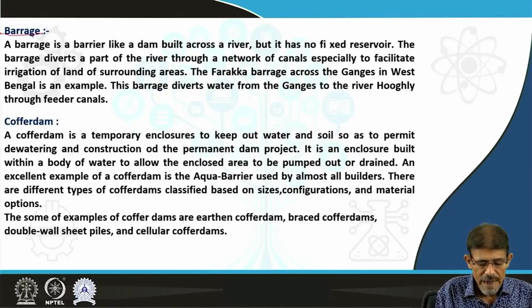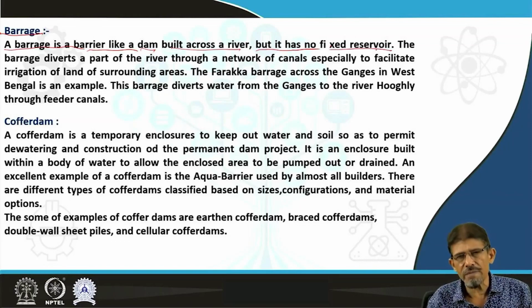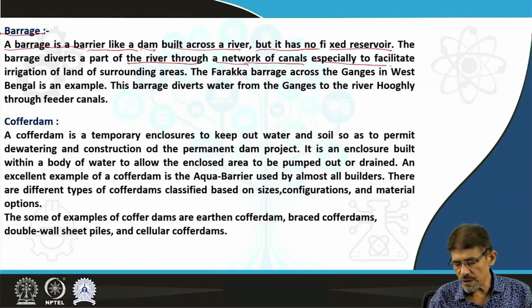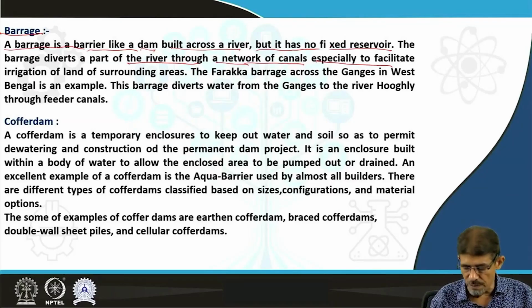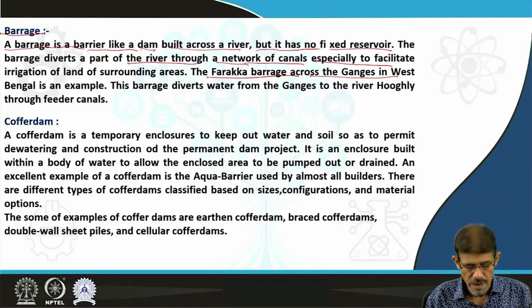The next type of dam, a small dam, is the barrage. A barrage is a barrier-like dam built across a river, but it has no fixed reservoir. It is very small, only utilized for irrigation and other purposes, or to divert a part of the river through a network of canals, especially for irrigation facilities. We have a good example in India: the Farakka barrage across the Ganga river in West Bengal, India, is an excellent example of a barrage.